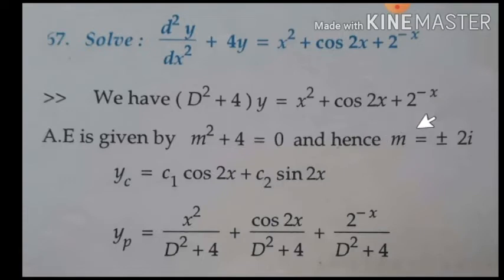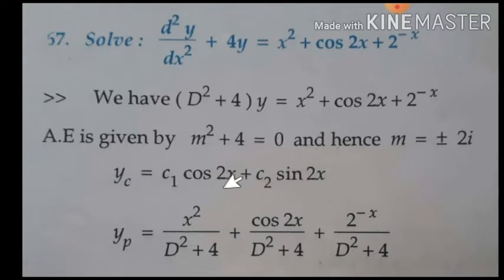Here, since alpha value is 0, e to the power of 0x is 1. So they have not written it. 1 into anything is that value itself, yes or no? So e to the power of 0x is 1. They have not written it. C1 into cos beta x. Beta value is how much here? It is 2. Coefficient of i will be beta. So cos 2x plus c2 sin 2x.